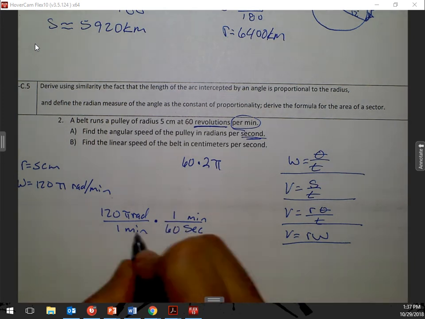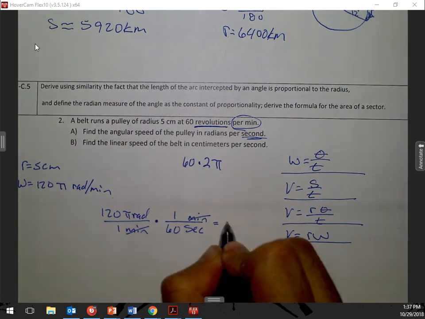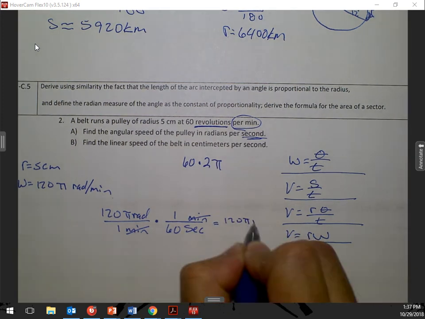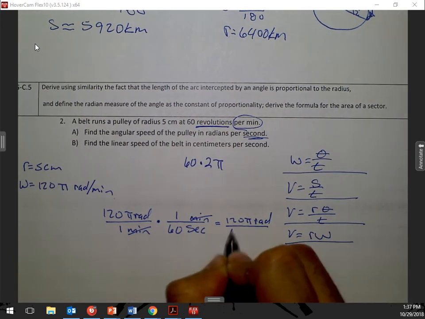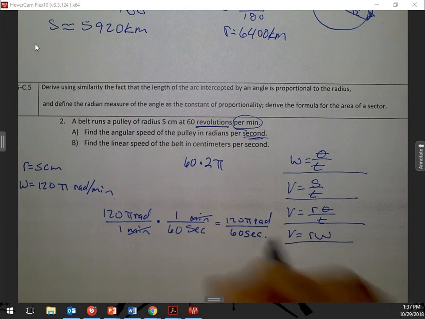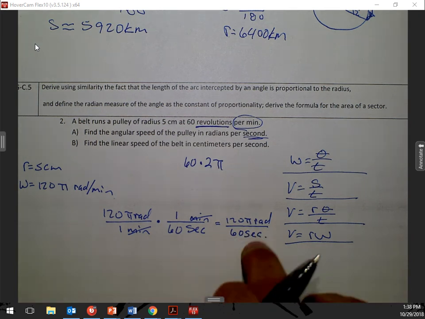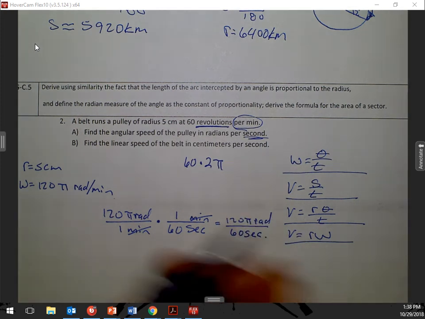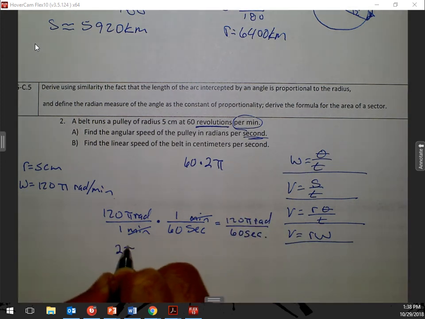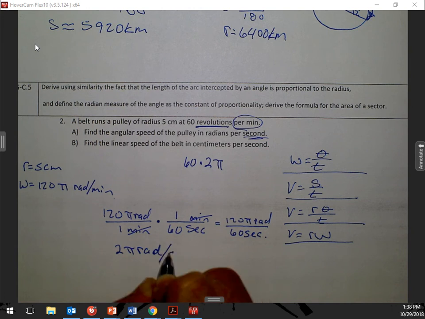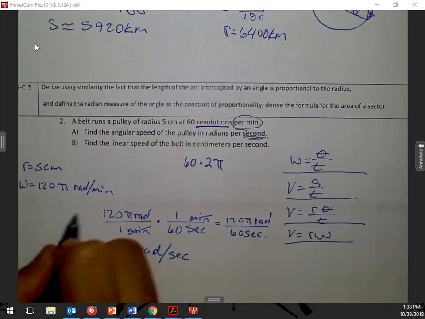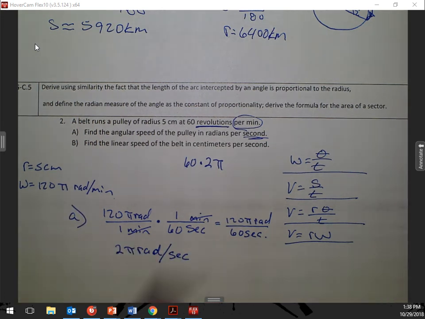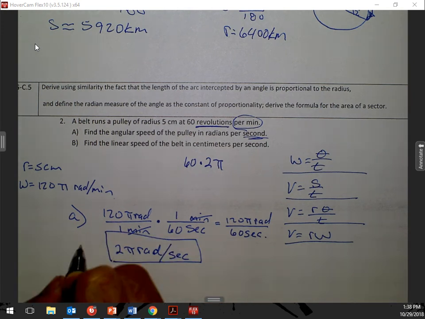Cancel out the minutes. So it's going to be 120 pi rad over 60 seconds. So that means I'm going to have what? Very good. 2 pi. So this is going to be 2 pi rad per second. So this is my part A, right? So box it, and you have to put A and S.